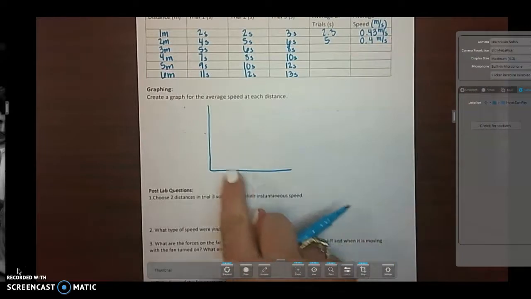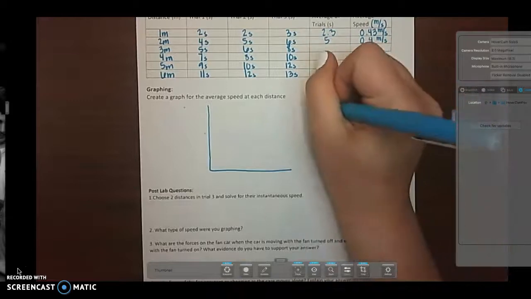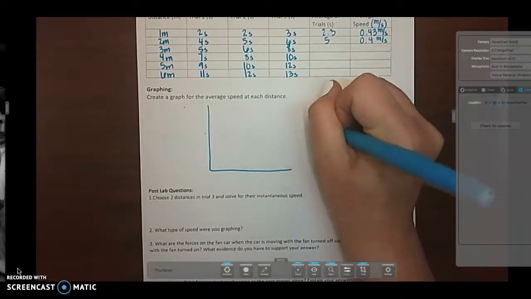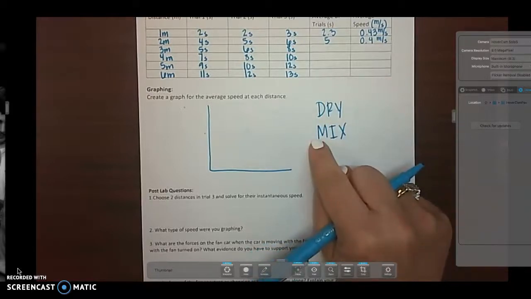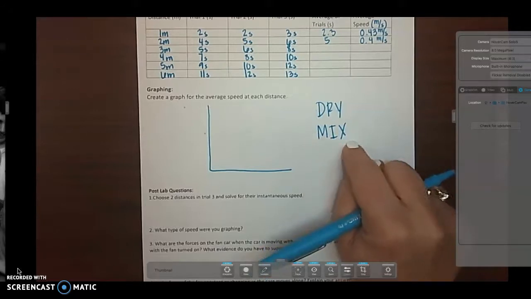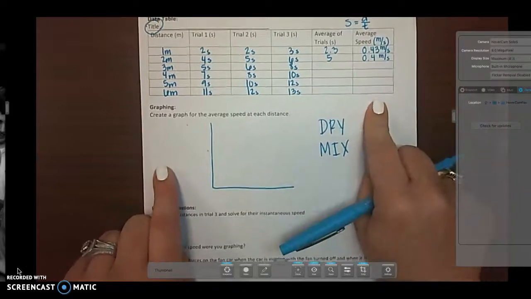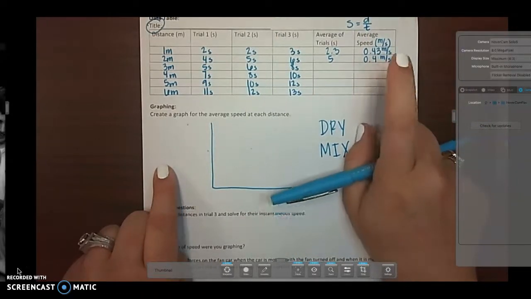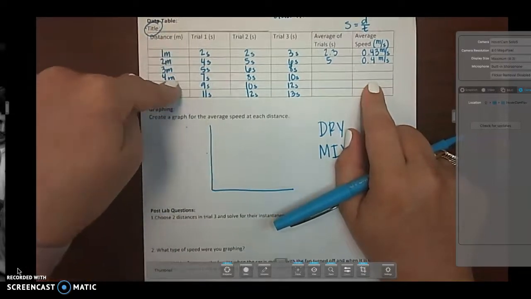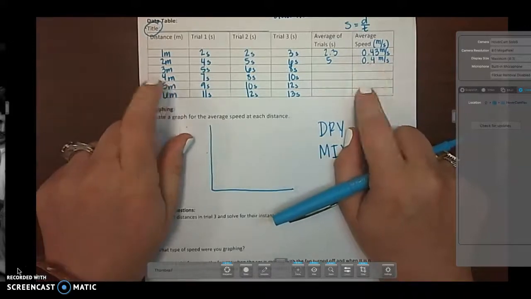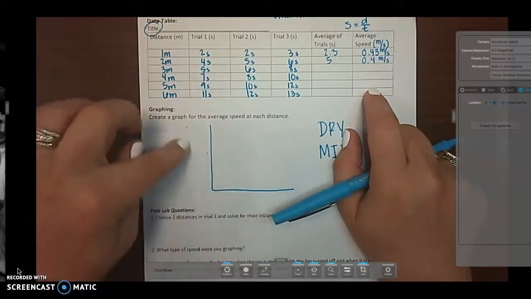But you're going to have to determine which variable is going to go on which axis. So remember to use DRY MIX. You've got dependent, responding on the y-axis, independent, or manipulated, on the x-axis. So is your speed your dependent or your independent? And is distance your independent or your dependent? You need to figure out which one is your independent and which one is your dependent and put it on the correct axis.